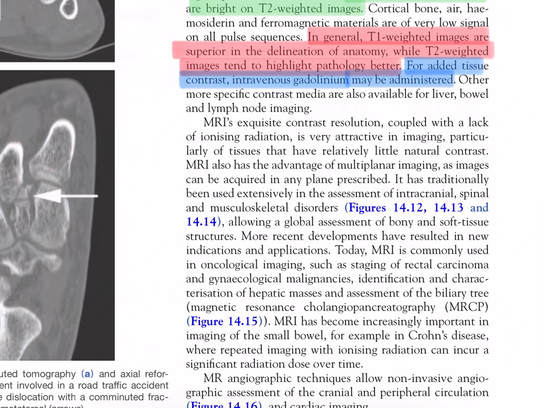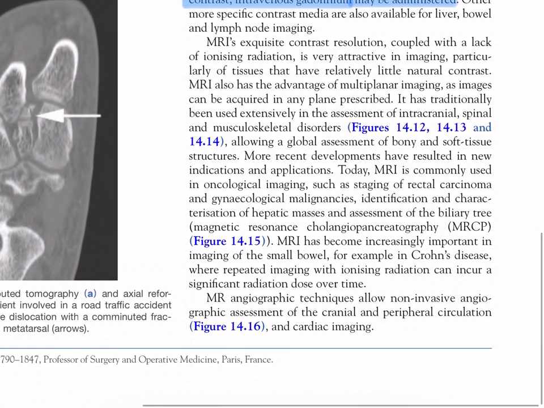Today, MRI is commonly used in oncological imaging such as staging of rectal carcinoma and gynecological malignancies, identification and characterization of hepatic masses and assessment of the biliary tree, magnetic resonance cholangiopancreatography. MRI has become increasingly important in imaging of the small bowel, for example in Crohn's disease, where repeated imaging with ionizing radiation can incur a significant radiation dose over time. Magnetic resonance angiographic techniques now allow non-invasive angiographic assessment of the cranial and peripheral circulation and cardiac imaging.